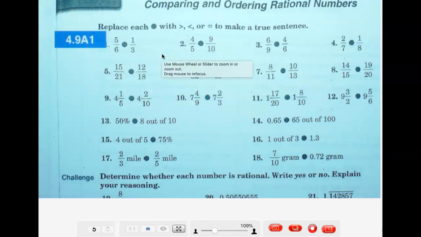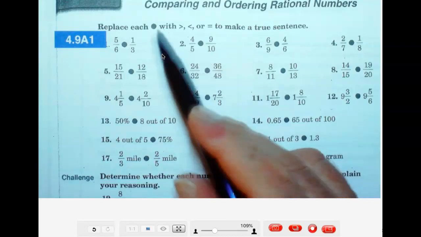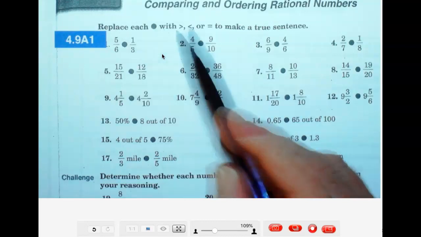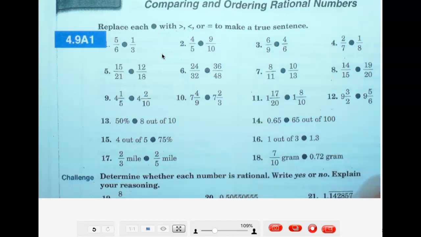Okay, today we're going to be doing 4.9A1. We'll be comparing and ordering rational numbers. You're going to need a calculator for these ones here. So we just need to replace the blank spot here with a greater than, a less than, or an equal sign to make the sentences true. These are called inequality symbols.